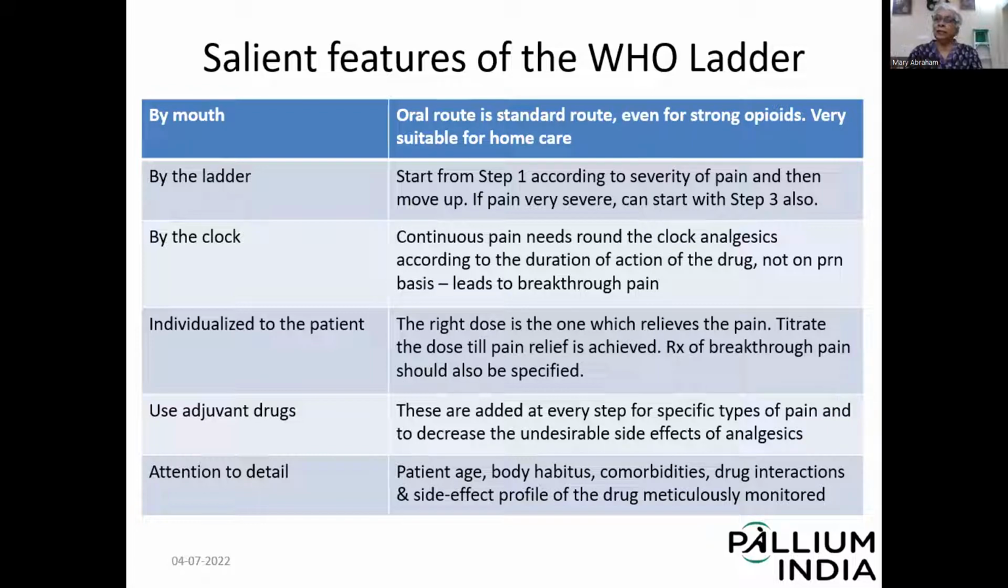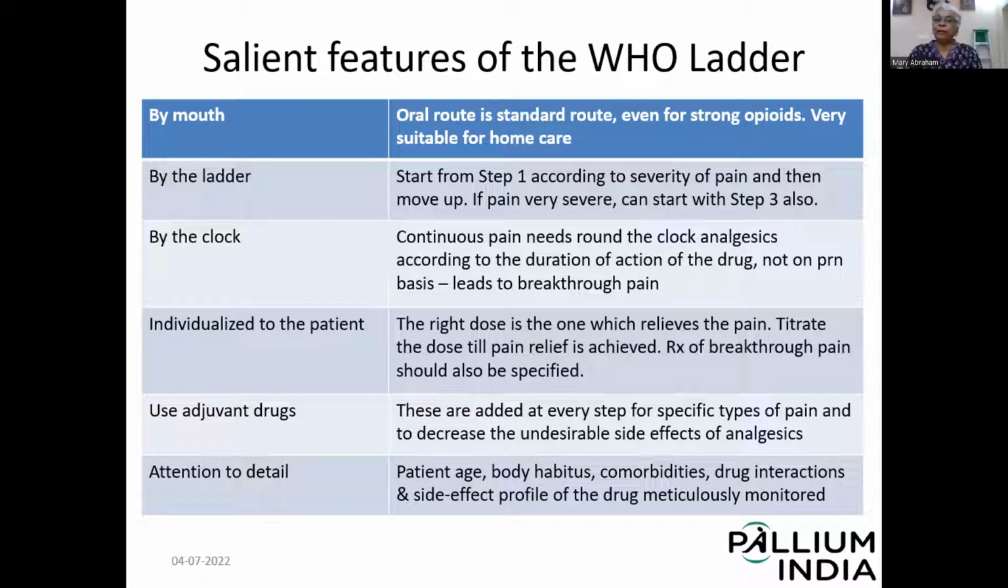So you have to give it by the clock, which means, for example, immediate release morphine has a duration of action, or half-life, of only 4 hours. That means every 4 hours you have to give the next dose of morphine. You have to explain this very specifically to the patients: give the first dose at 6 o'clock, then at 10 o'clock and 2 o'clock. You have to put a timetable for that patient. If it's being given along with paracetamol, then you must say that paracetamol is to be given every 6 hours. Each drug has its own duration of action, and the administration depends upon that.